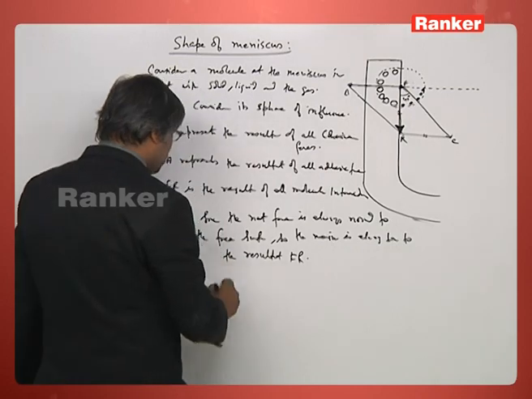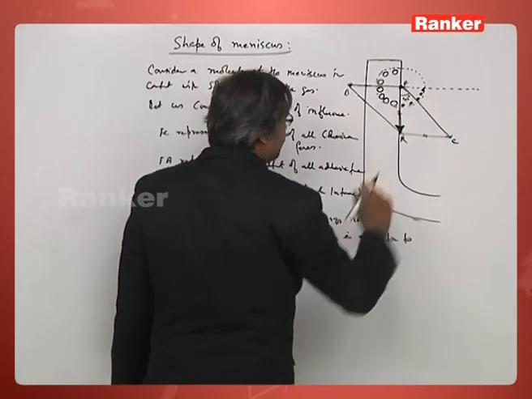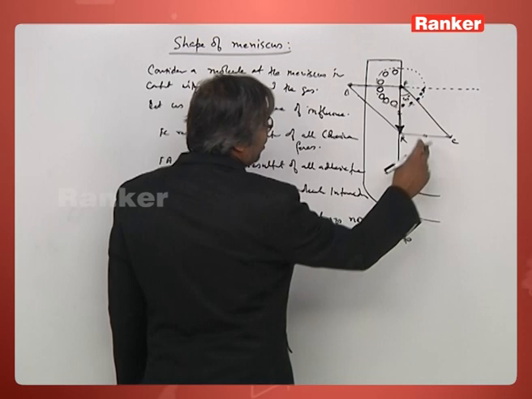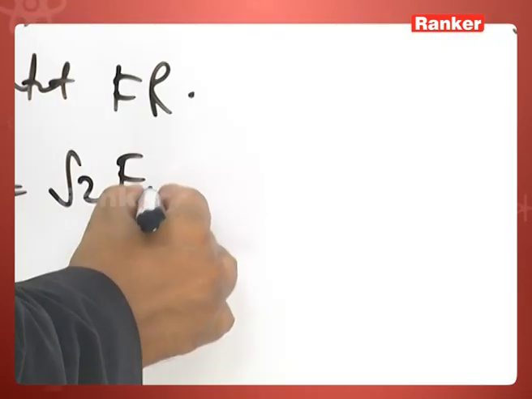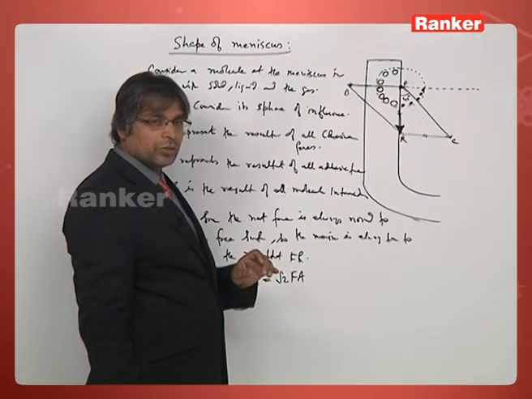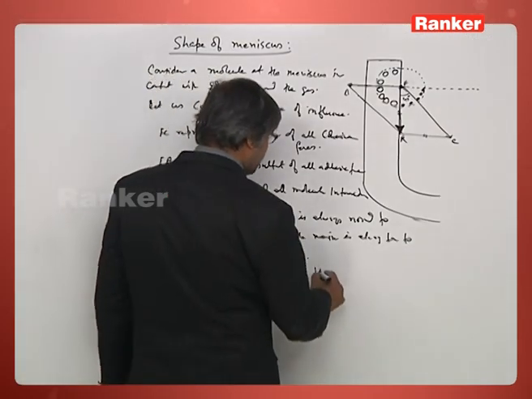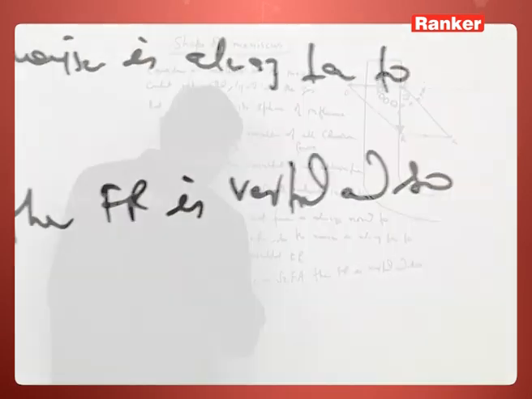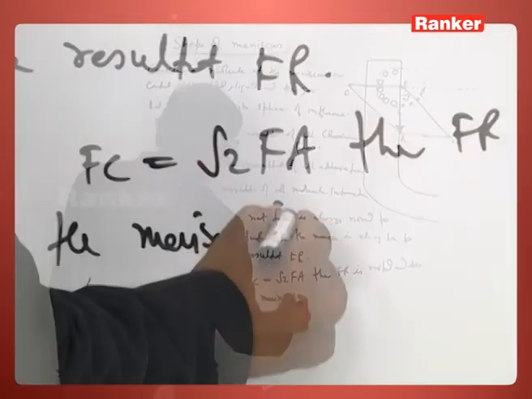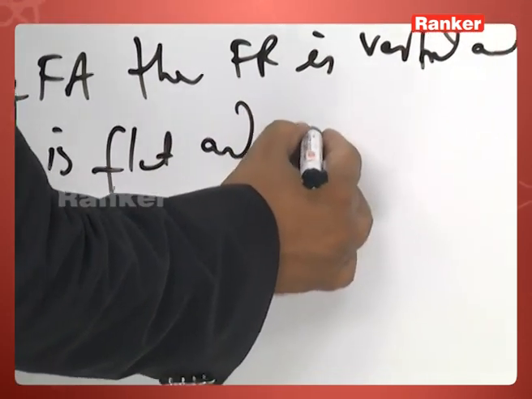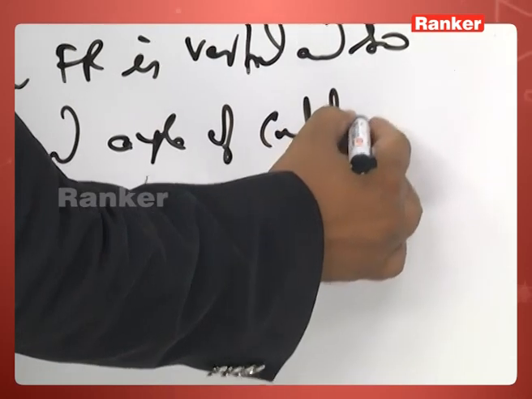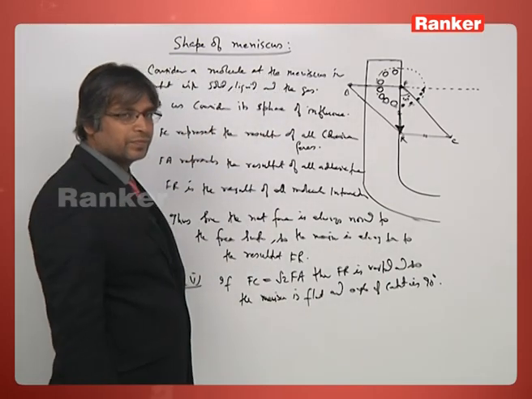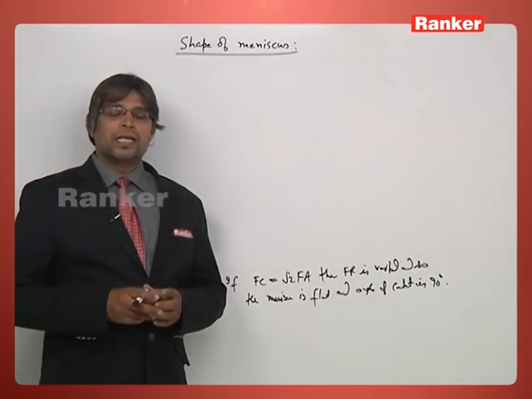So if the cohesive force FC is equal to root 2 times the adhesive force FA, then FR is vertical, and so the meniscus is flat and the angle of contact is 90 degrees. So the angle of contact becomes 90 degrees. The meniscus is flat.